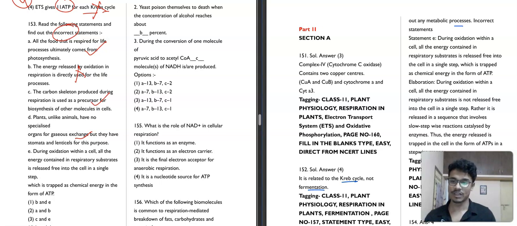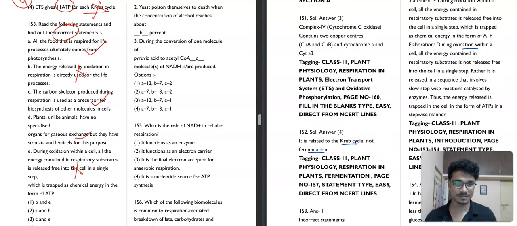And during oxidation within a cell, all the energy contained in the respiratory substrate is released free into the cell in a single step, which is trapped as chemical energy in the form of ATP. It is also not correct. During oxidation within a cell, all the energy contained in a respiratory substrate is not released free into the cell in a single step. Rather, it is released in a sequence that involves slow stepwise reactions catalyzed by enzymes. Thus, energy released is trapped in the cell in the form of ATP in a stepwise manner. So which are incorrect? B and E are incorrect. We can see that. So the first option is our correct answer.